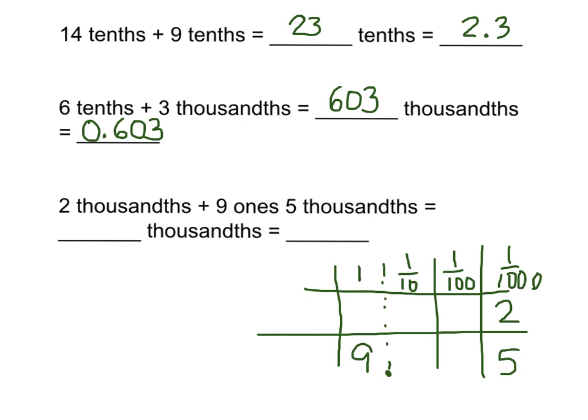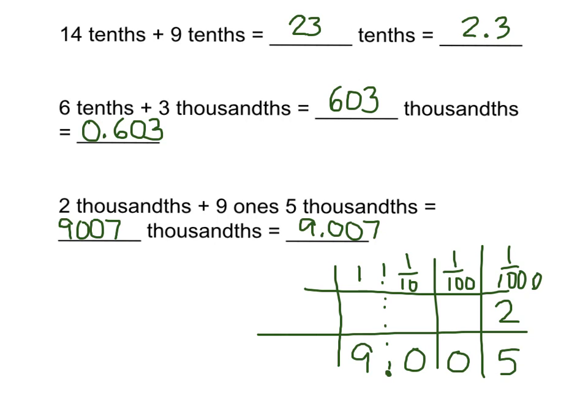There's my 5 thousandths, and these would be 0. So I can see that if I put these together, 9,005 plus 2 is 7. So I'd have 9,007 thousandths, which as a decimal number is going to be 9 and 7 thousandths. So that's kind of the range of problems you can get with words like that.